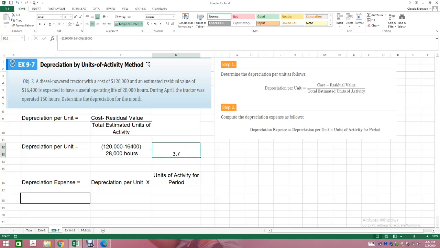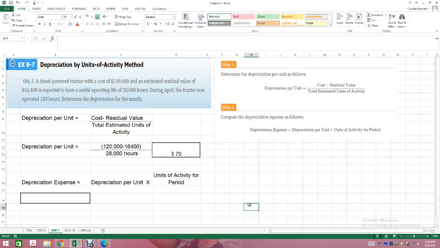So $3.70 is my depreciation per unit. Every hour that I use this tractor, I'm depreciating it $3.70. That's basically what it's saying. For every hour you use the tractor, the cost of depreciation is $3.70.